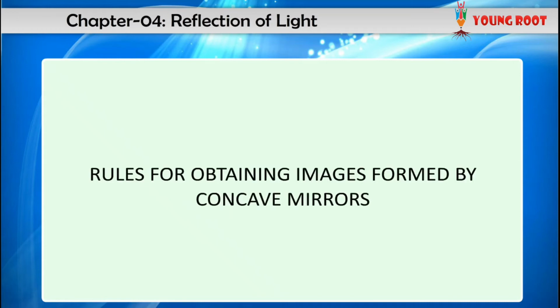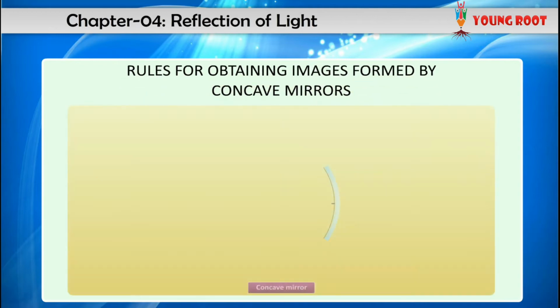Rules for obtaining images formed by concave mirrors. When an object is placed in front of a concave mirror, an image is formed. The image is formed at that point where at least two reflected rays intersect or appear to intersect.